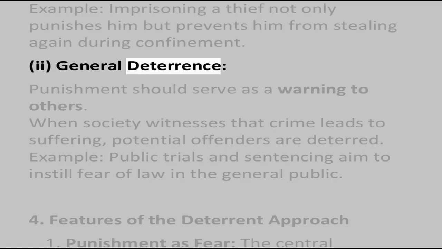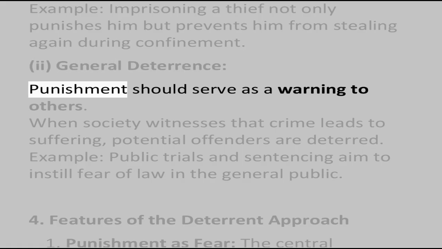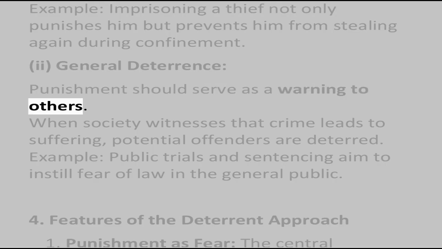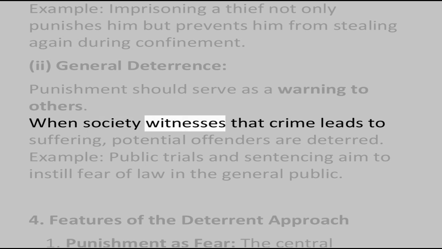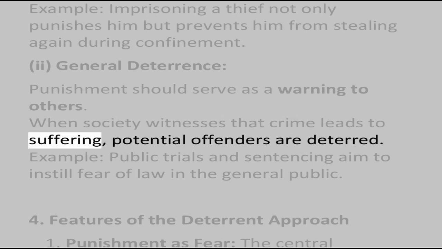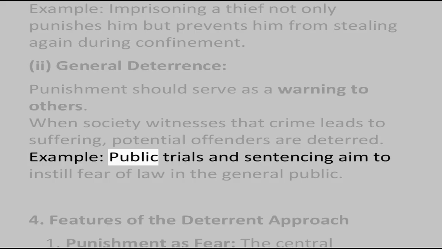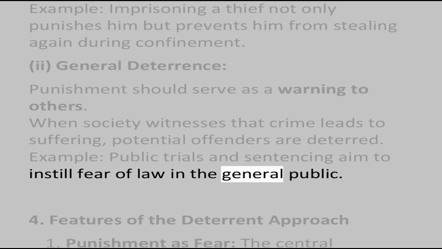2. General deterrence. Punishment should serve as a warning to others. When society witnesses that crime leads to suffering, potential offenders are deterred. Example, public trials and sentencing aim to instill fear of law in the general public.